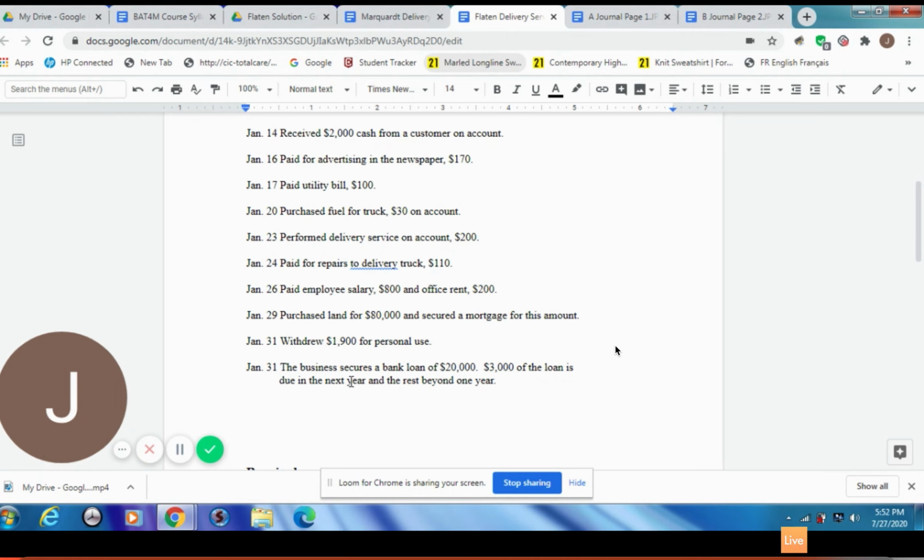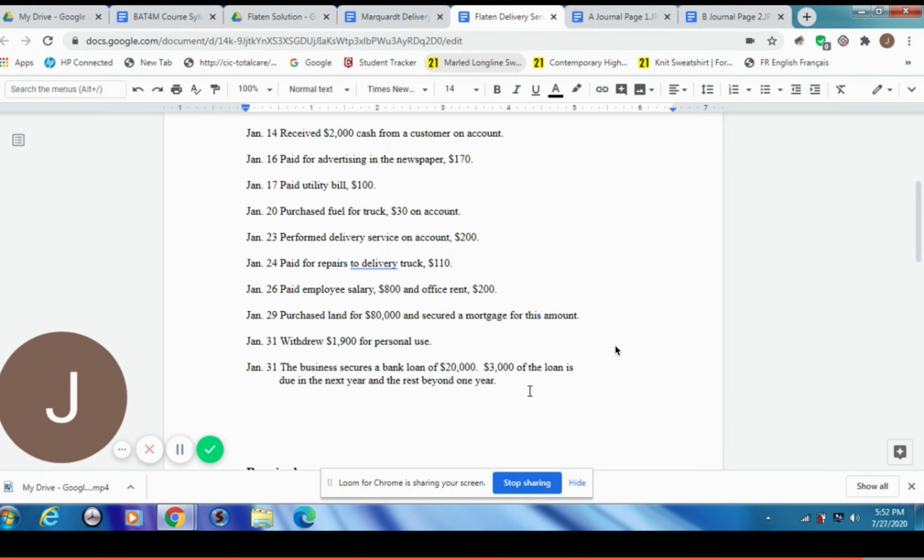It says the business secures a bank loan of $20,000. Okay, so we take on a loan from a bank for $20,000. It says that $3,000 of the loan is due in the next year, and the rest is beyond 1 year. So they're telling us that in the next year, of that $20,000 that we've borrowed, $3,000 has to be paid back. The other $17,000 is due back beyond a year. Now, why would they tell us that? The reason they tell us that is for the preparation of the balance sheet.